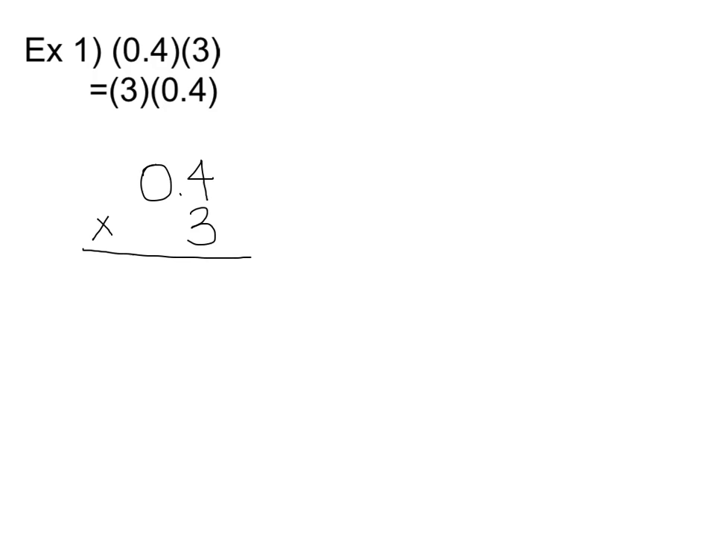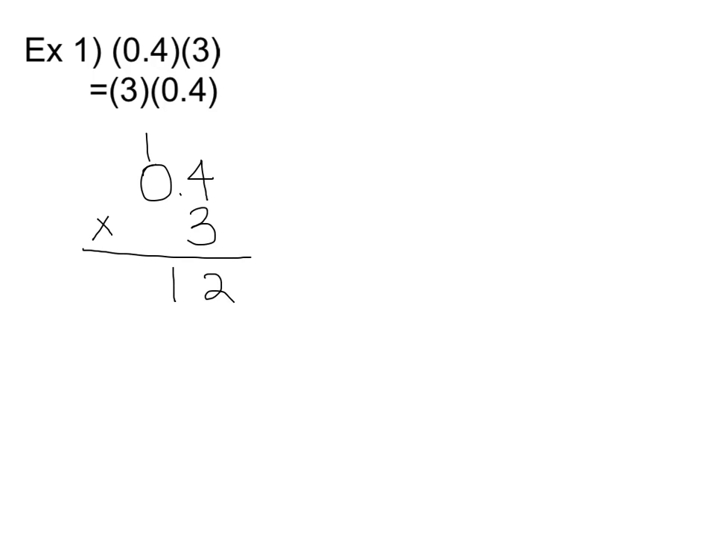The last way we're going to show is mathematically. When you are multiplying decimals, you don't need to worry about lining up your decimal. You're going to just multiply up and down like you ordinarily would. So we have 3 times 4, which is 12, and then 3 times 0 is 0, and add the 1.